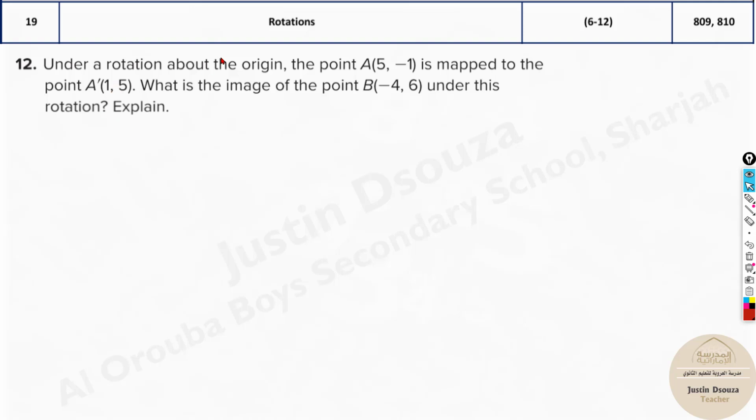And under a rotation about the origin, the point phi comma minus 1 is mapped to the point A dash, that is 1 comma phi. Okay, this is already transformed. They have told the rotation is done. What is the image of the point B minus 4 comma 6 under this rotation? So now let's just analyze this. A is the original point. After it's transformed, it becomes A dash or A prime. It is phi and minus 1. And after rotation, it's 1 comma phi.